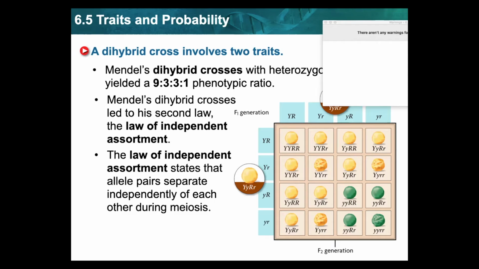Which states that allele pairs will separate independently of each other during meiosis. So when egg and sperm cells are created, all the genes the parents have are separated completely from each other and shuffled up and put into individual egg and sperm cells. And that's what that law is saying. That every single gene your parents have is going to be shuffled up and distributed evenly into various egg and sperm cells. And so you have an equal chance of having any kind of trait from your parents that they have.